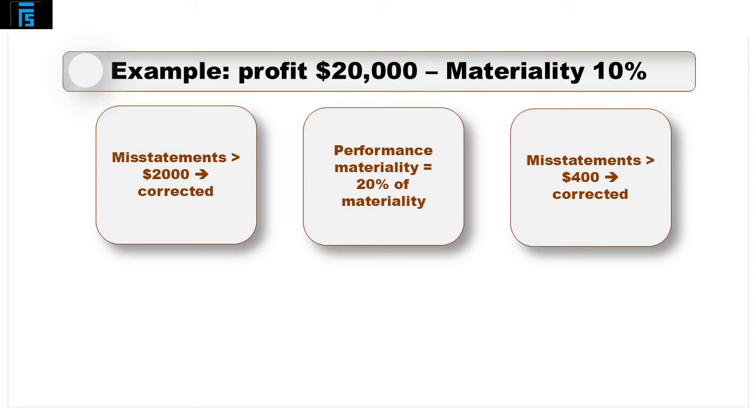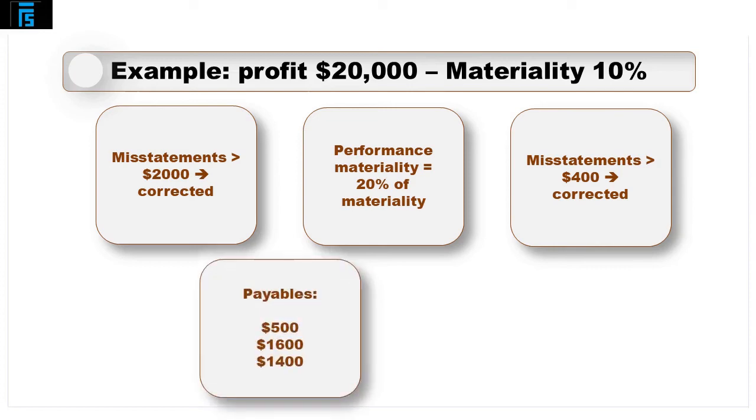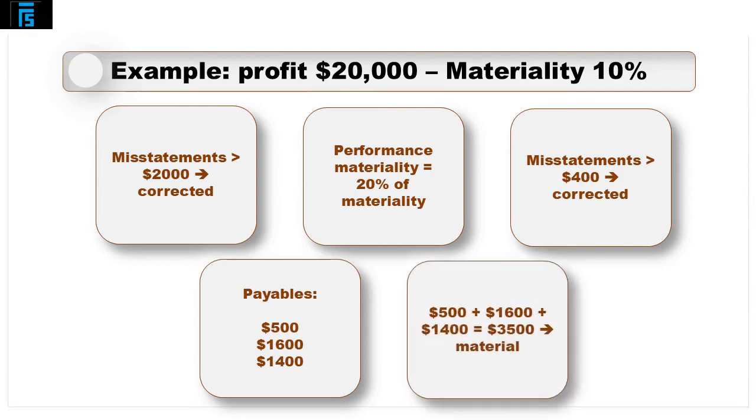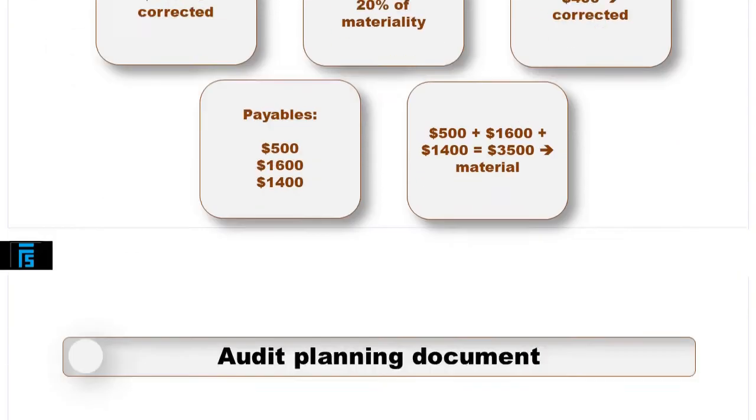The auditor then performs their audit procedures and finds the following errors in the payables balance: $500, $1,600 and $1,400. In isolation, none of these are material. However, they all relate to the same balance and collectively add up to $3,500, which is material to the users. In this example, there would be a request to amend the financial statements for this amount.